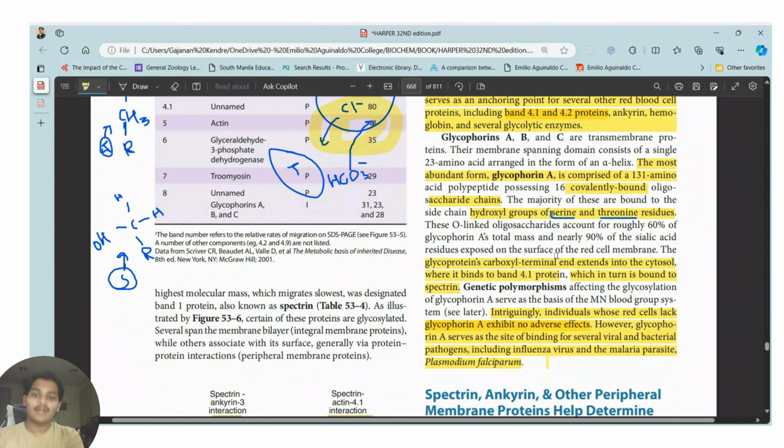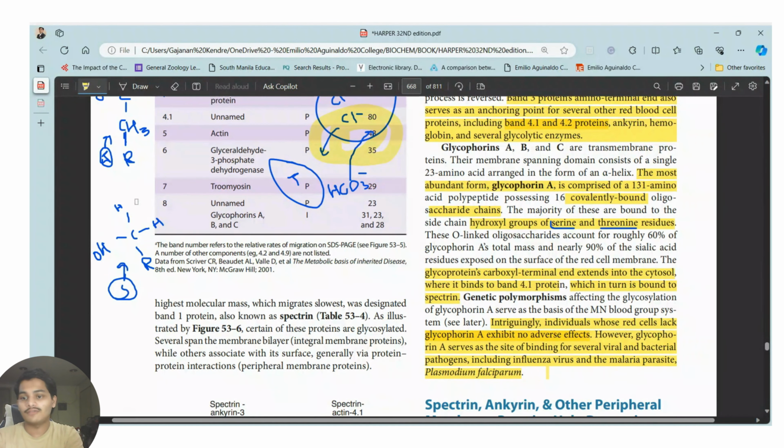There are three types of glycophorins: glycophorin A, B, and C, in which glycophorin A is the most abundant form. It is composed of a 131 amino acid polypeptide sequence, in which 16 covalently bonded oligosaccharides are present, and these oligosaccharides are bound at the hydroxyl group of serine and threonine residues. The hydroxyl group, here I'll try to show you.